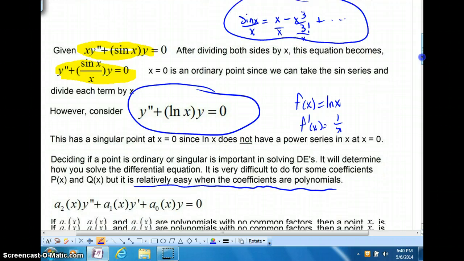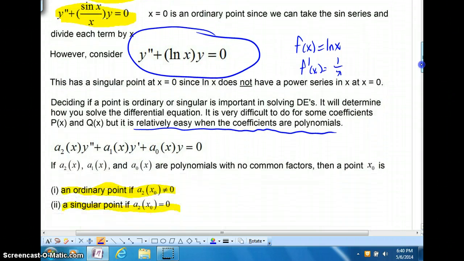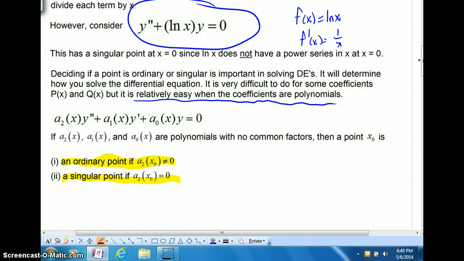Now, in all truth, we're going to really spend a lot of time with polynomials out in front as coefficients. And deciding if a point is ordinary or singular is super important when we're going to be solving in this chapter. It will help us determine how to solve the differential equation. We'll have slightly different methods in 6.2, in other words. It's very difficult to do work for P and Q with some coefficients. Notice what I've underlined, it's relatively easy with polynomials.